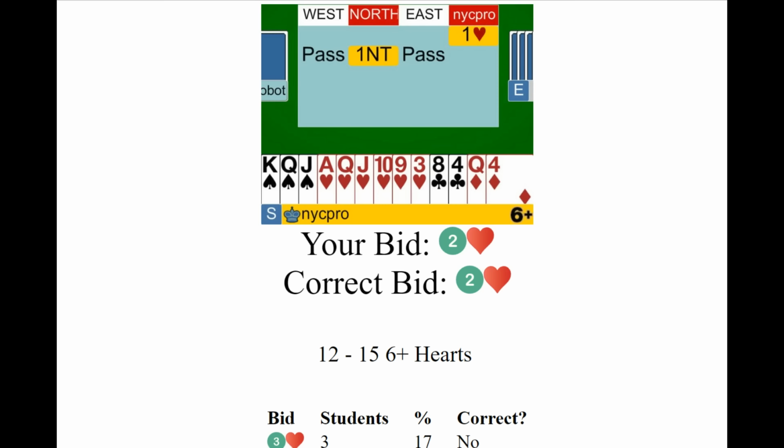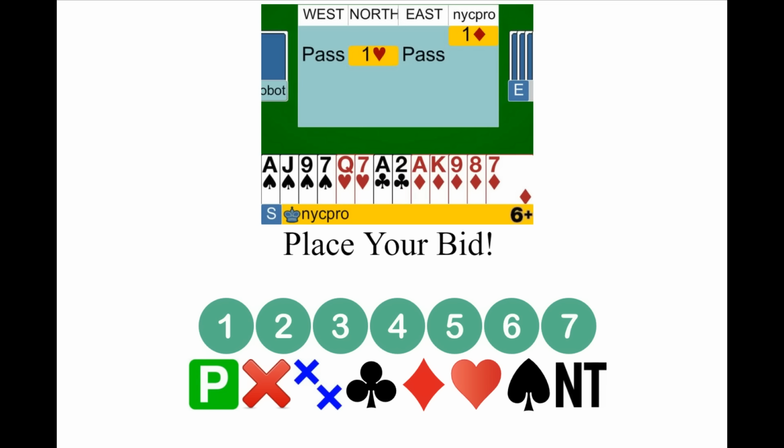Okay, let's take a look at another one. Here we've opened one diamond and partner bid a heart. This is an interesting one.